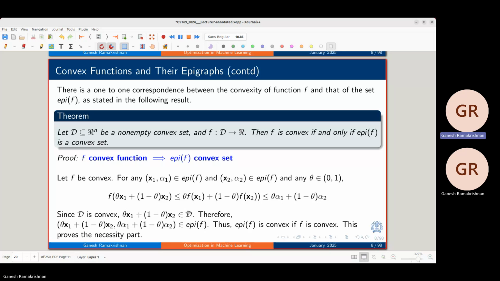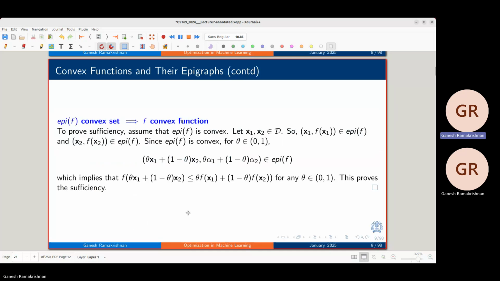So I know that this inequality holds for epigraph: f of x1 less than or equal to alpha 1, f of x2 less than or equal to alpha 2. And then I know that the line segment joining these two points will lie completely within the set. By virtue of that, this inequality will hold, which is for every convex combination, f of theta x1 plus 1 minus theta x2 will be less than or equal to this inequality. Put these two together, you get the convexity of the function, which is this inequality. Is that clear?